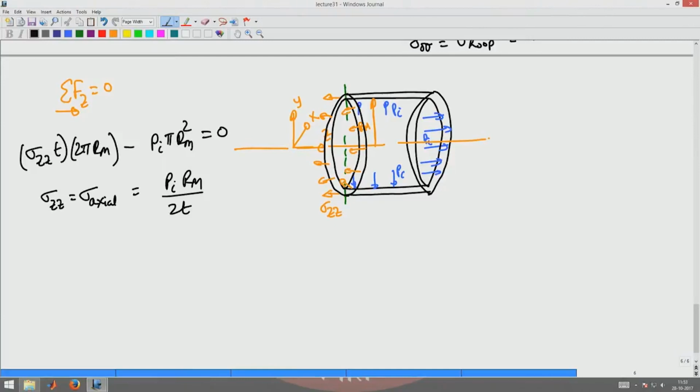That depends upon the arrangement of the vessel and so on. So basically that is why we did not consider external pressure P to produce any axial stress, because in general it will not cause an axial stress. So sigma axial now is half of the hoop stress.